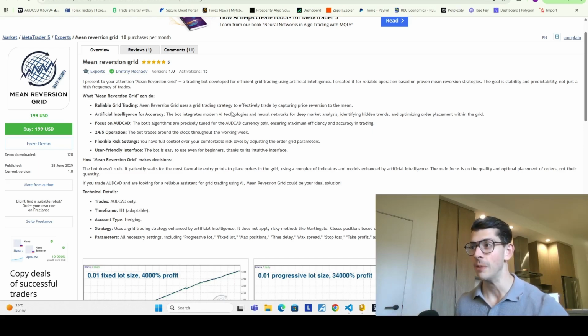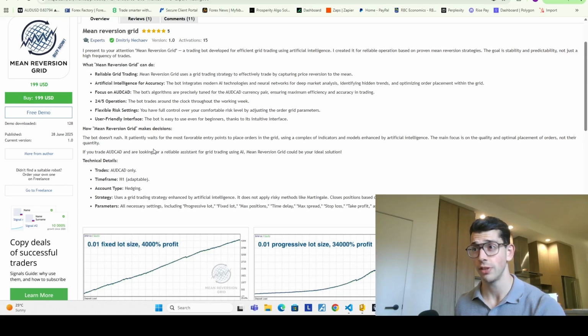And here it's saying that realistically it's trading a grid, and he's saying that it's using AI. I'd be a bit skeptical about that, particularly at this price point and the fact that there's no description of how to use an API key or the model being used. It could just be more of a marketing thing. As noted, it trades OddCAD, 24/5 operation, and supposedly it's relatively easy to use.